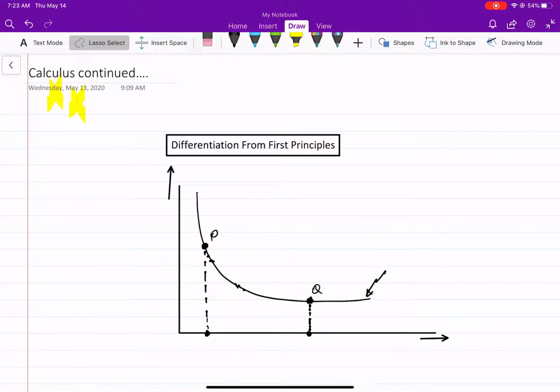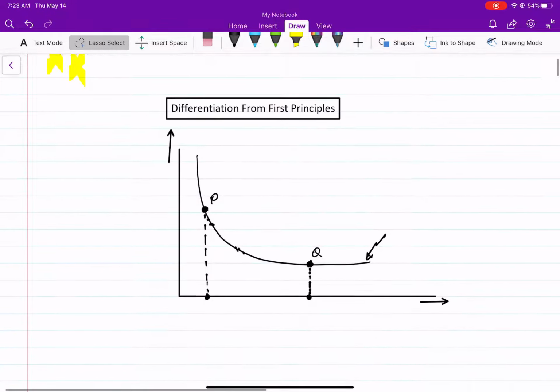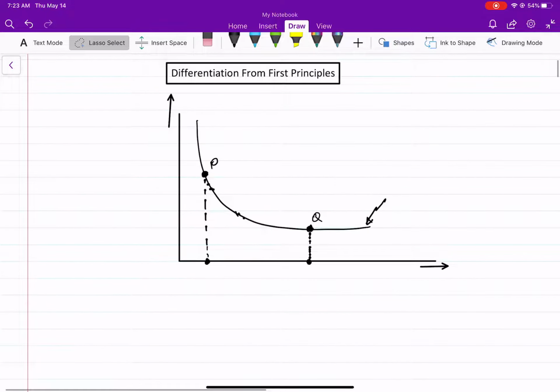Good morning. Here we go again. This video is going to completely end off everything associated with differentiation. As you can see from the heading, it's differentiation from first principles.